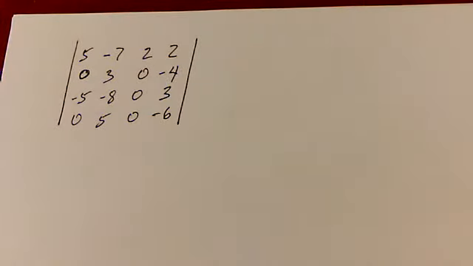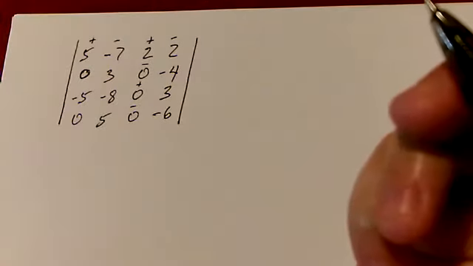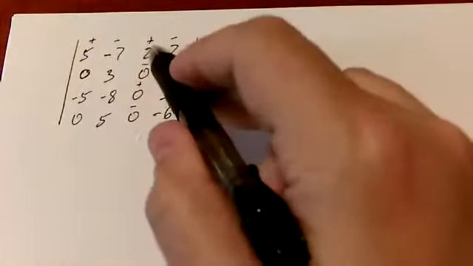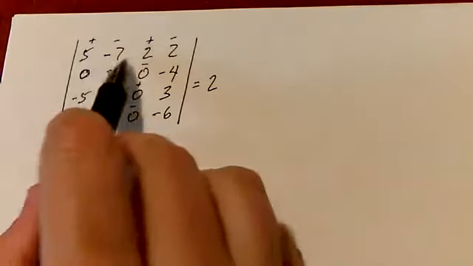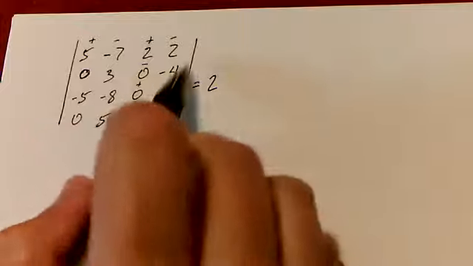Okay, remember how the chart goes here. It's plus, minus, then it goes down, minus, plus, minus. So my cofactor expansion, I'm going to have 2, this top entry, and then I'm going to have the determinant of this 3 by 3 matrix.